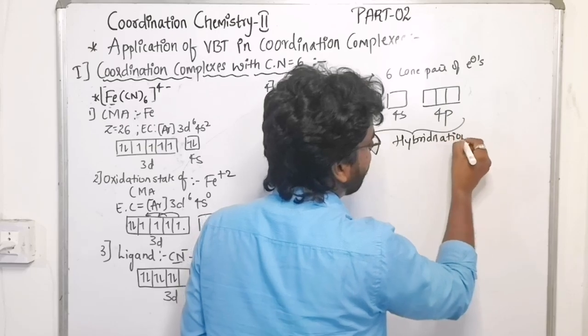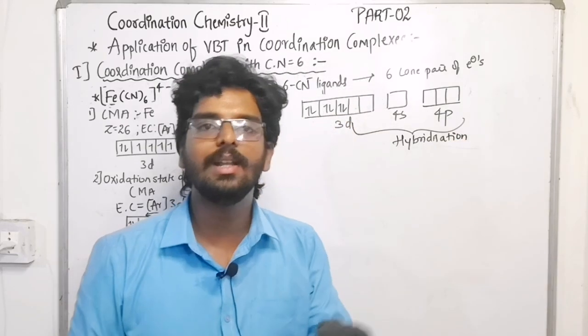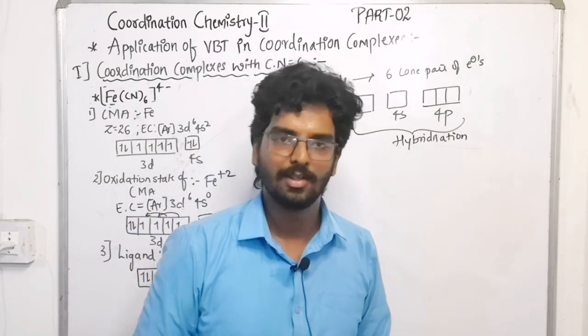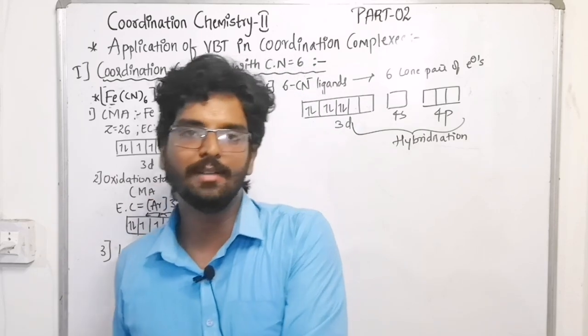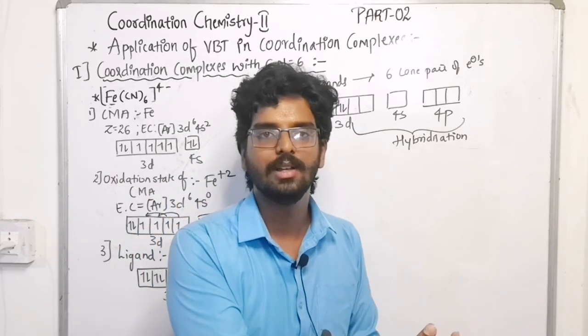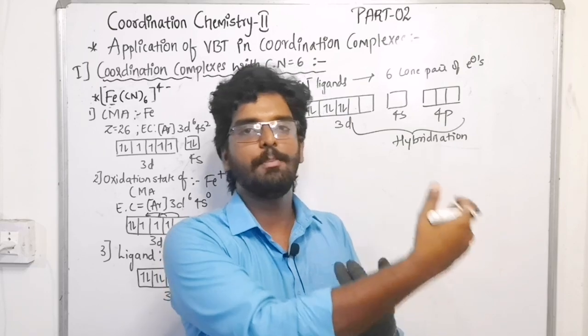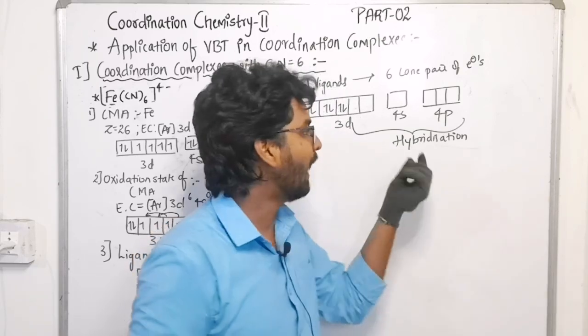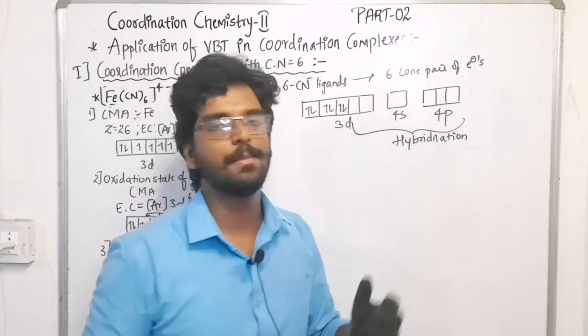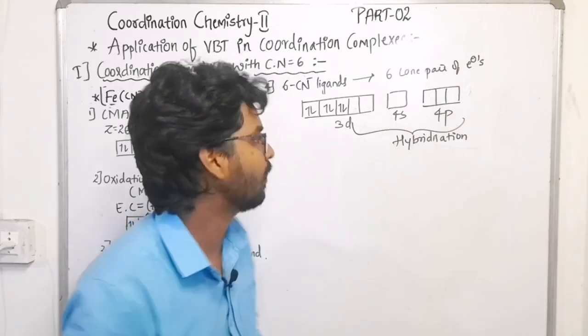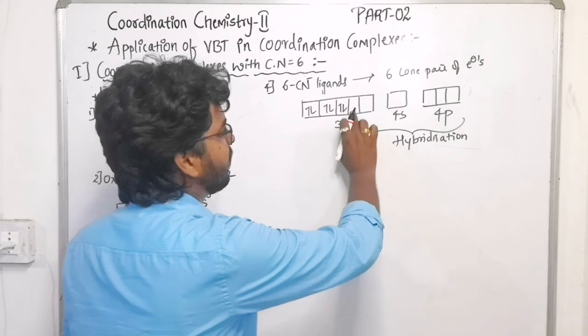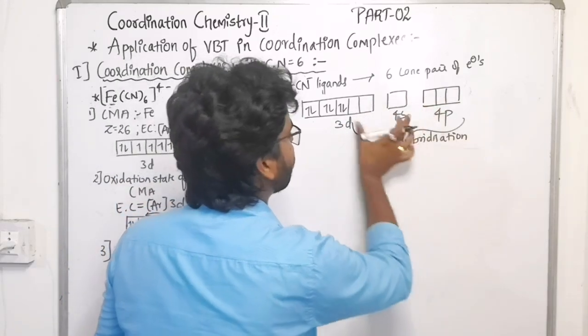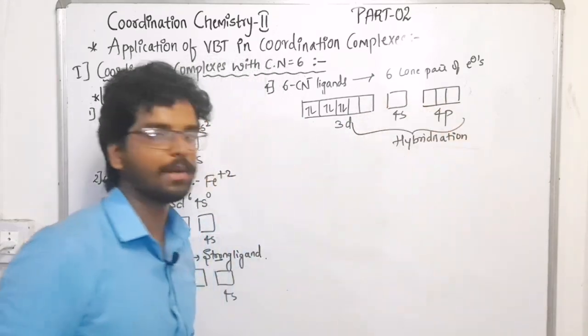Why hybridization? Because to form equal energy empty orbitals. So that thing we already discussed in VBT, why they are undergoing hybridization. Those students who are not able to watch part 1, the link is in the description, go and watch part 1 on why the vacant orbitals undergo hybridization. Now coming to the thing here, 1, 2, 3, 4, 5, 6. So these 6 orbitals undergo hybridization now.